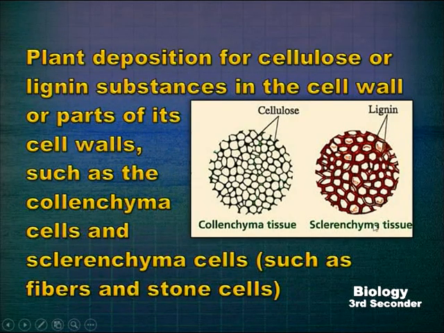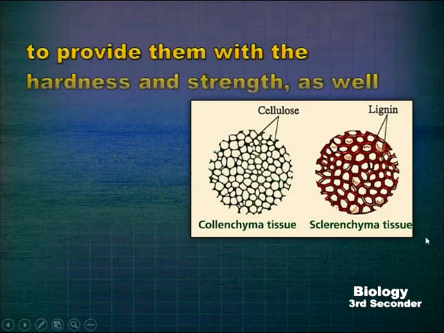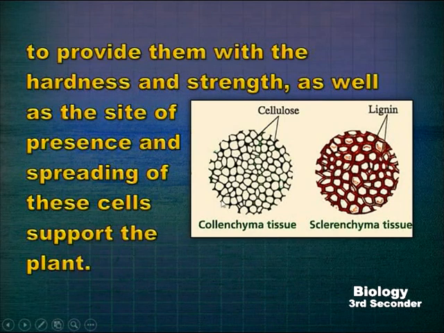Sclerenchyma are two types of tissue, fibers and stone cells. Both cellulose and lignin provide hardness and strength, and the site of presence and spreading of these cells supports the plant. Collenchyma is present in the leaf petiole to provide hardness or support with elasticity. Sclerenchyma is present in the hard coat of nuts and some tissues such as pears to provide hardness and strength.